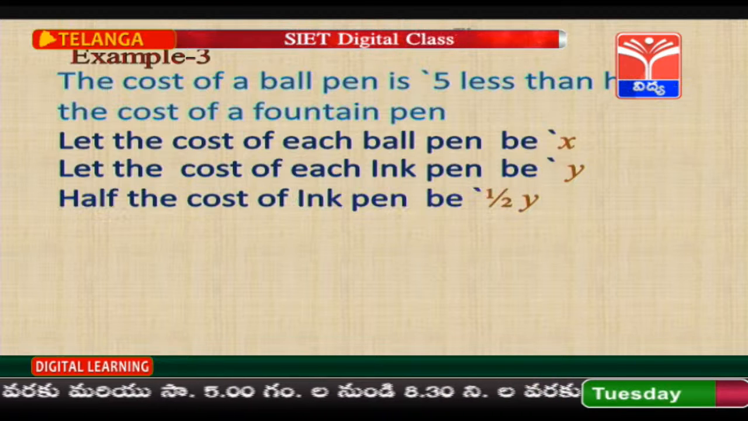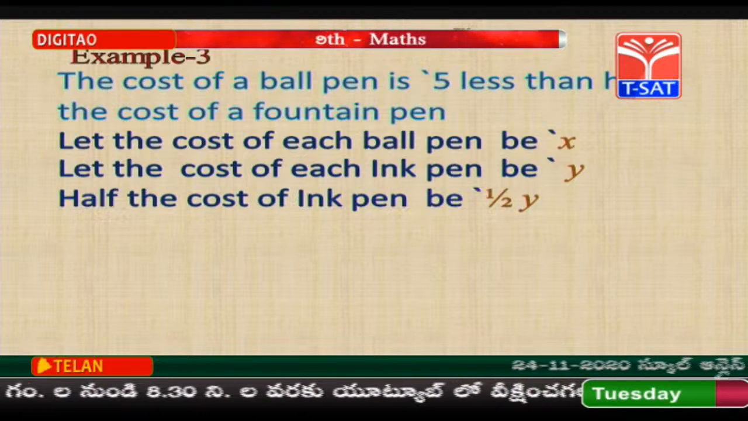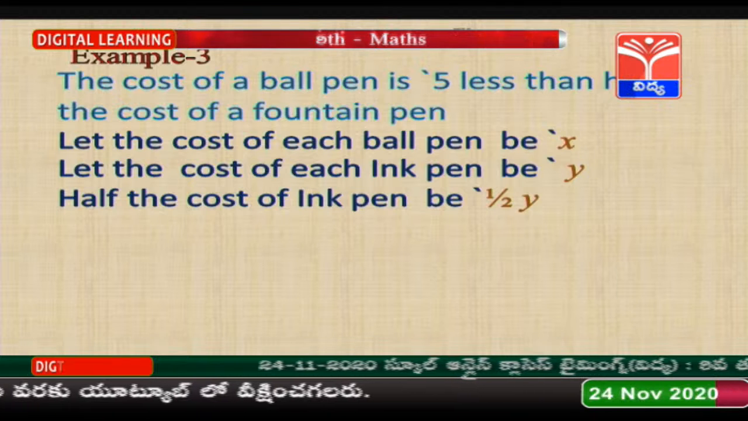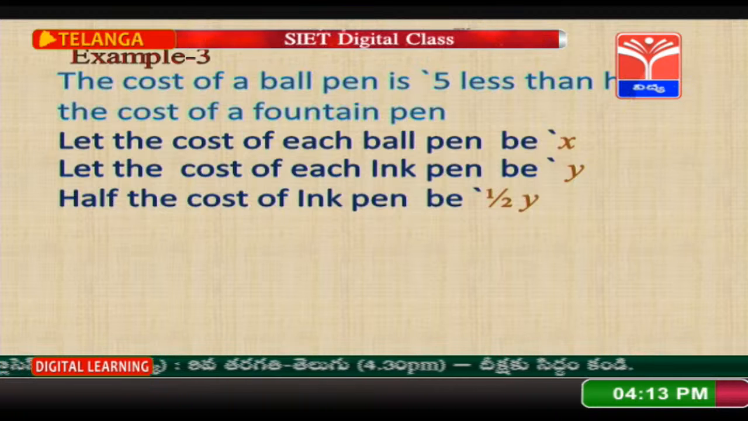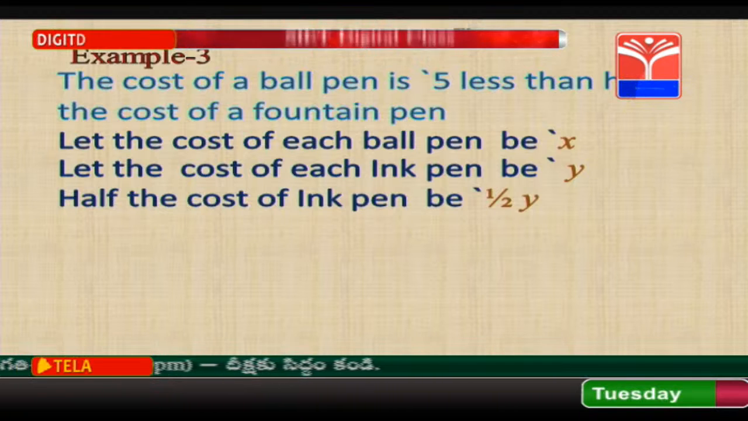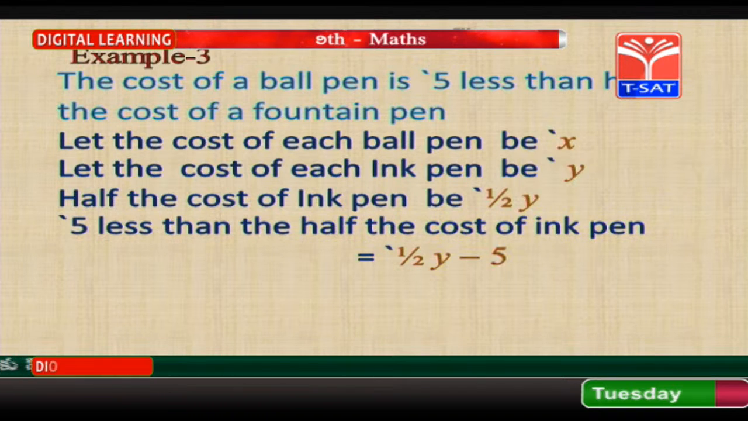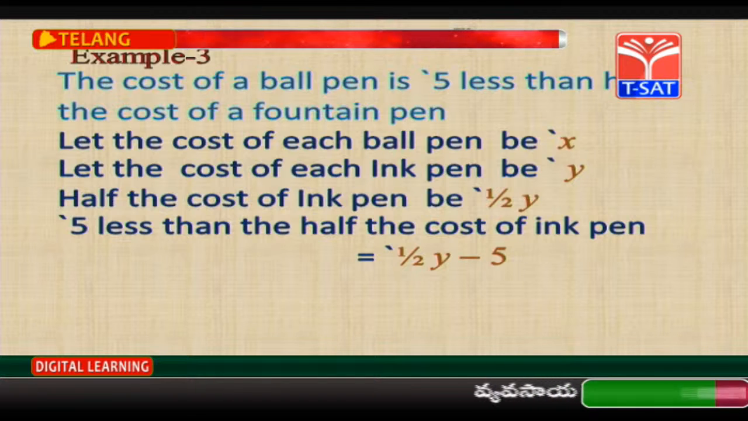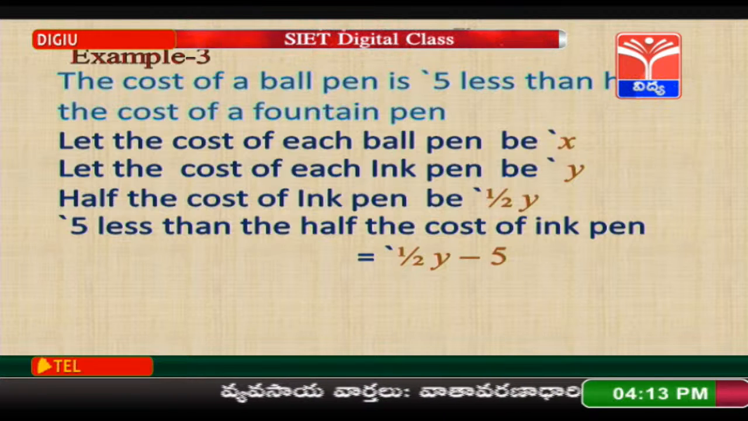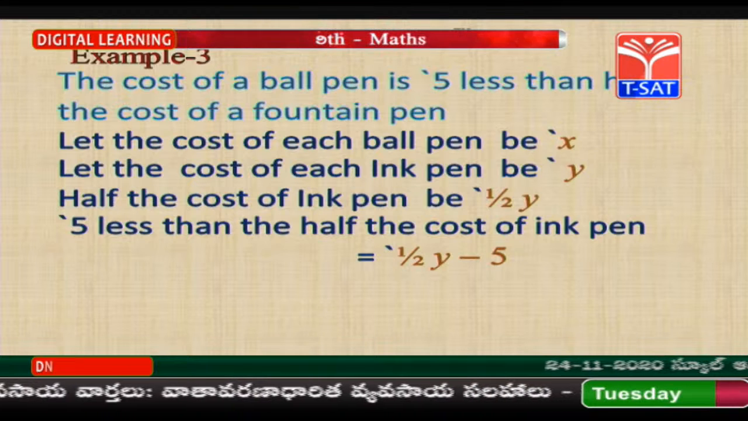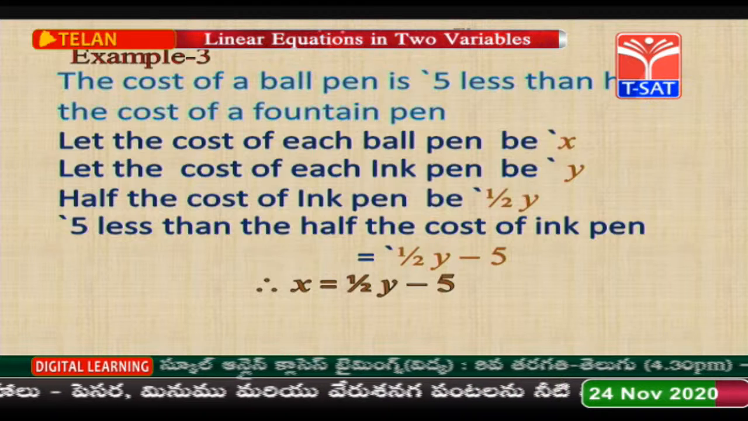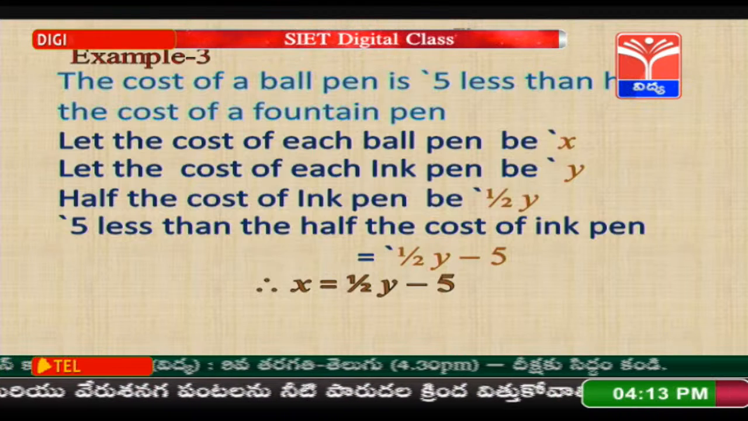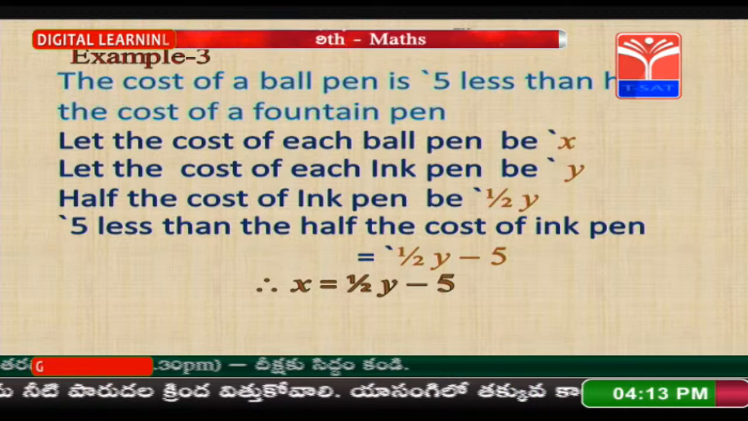So, half of the cost of each ink pen, how much is it? We have said already the cost of an ink pen is how much? Y. Now, half of it is going to be 1 by 2 y or half into y. Now, 5 less than half the cost of an ink pen means you have to subtract 5 from half the cost of the ink pen, that means half y minus 5. Please see. Now, when you are framing the equation, x is equal to half of y minus 5.